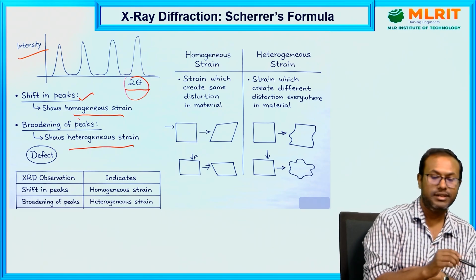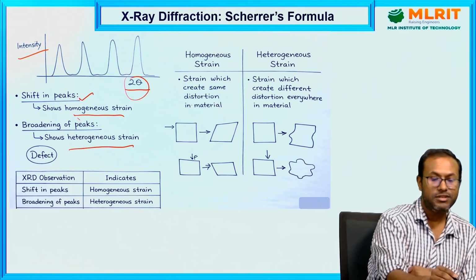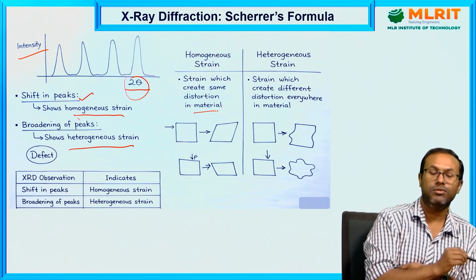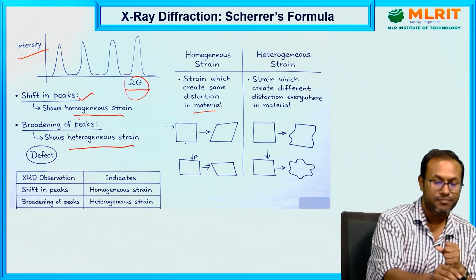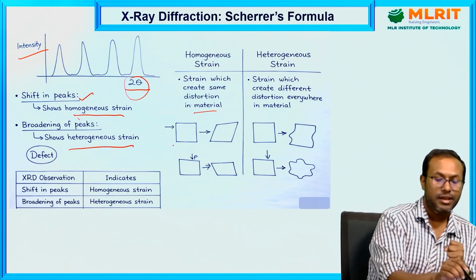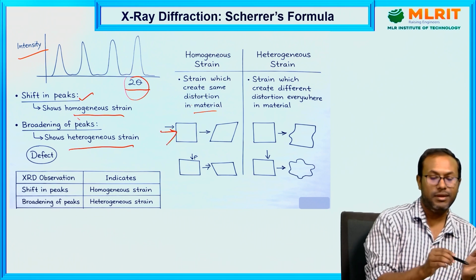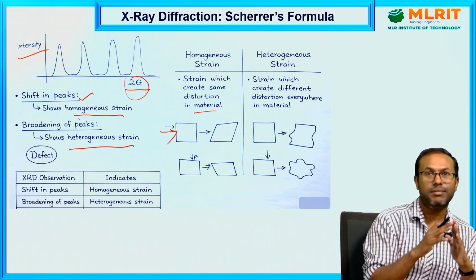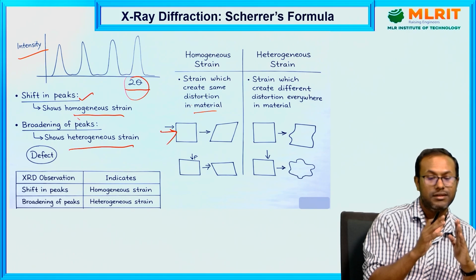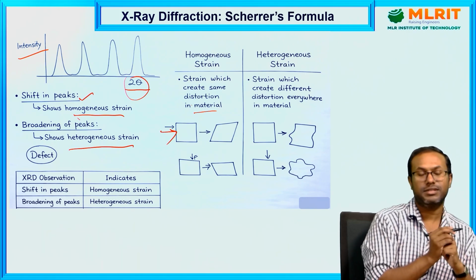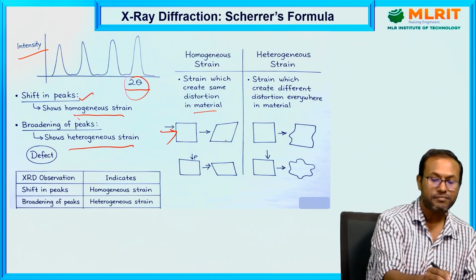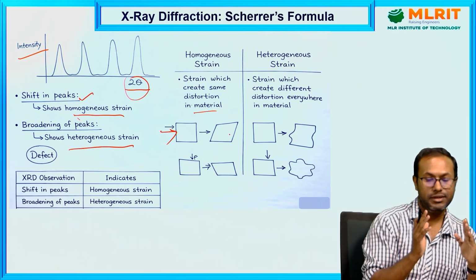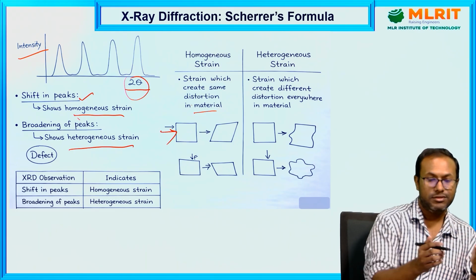Homogeneous and heterogeneous strain: suppose the strain creates the same distortion throughout the material, then it is called homogeneous strain. Let's understand from the diagram. Say this is a material, a rectangular shape. Now suppose we apply some force. It gives some uniform distortion, so it may be slightly tilted, its angle may be slightly changed, but the shape is not changed.